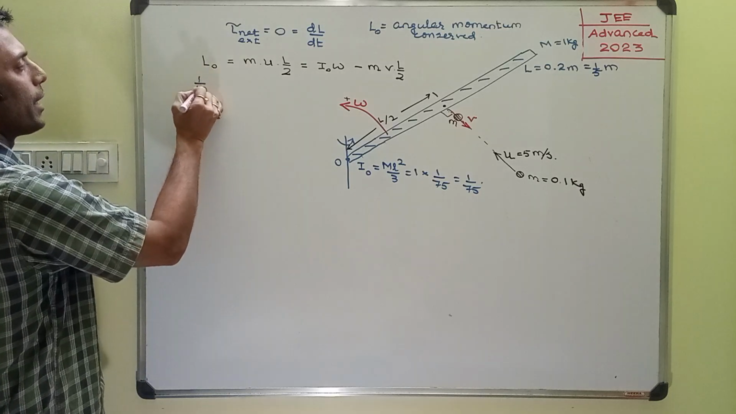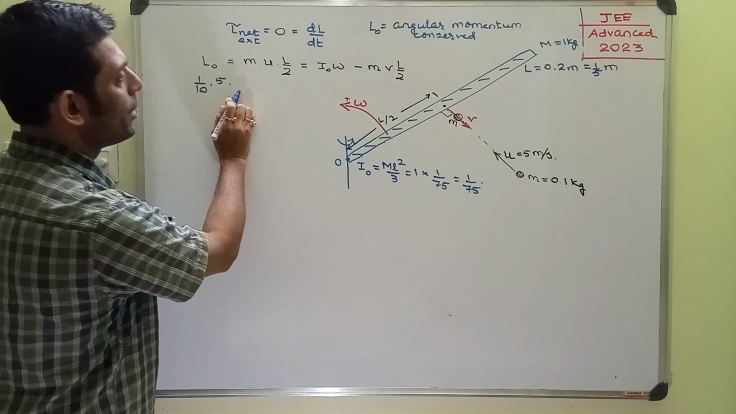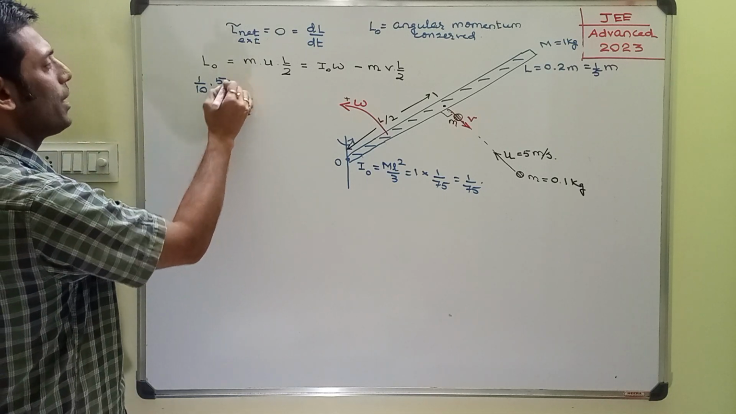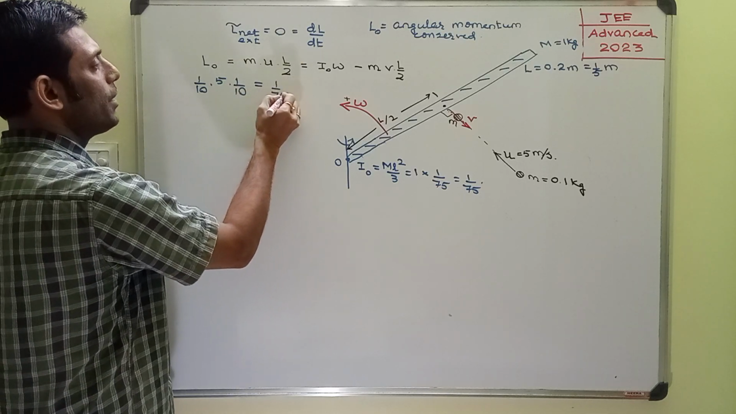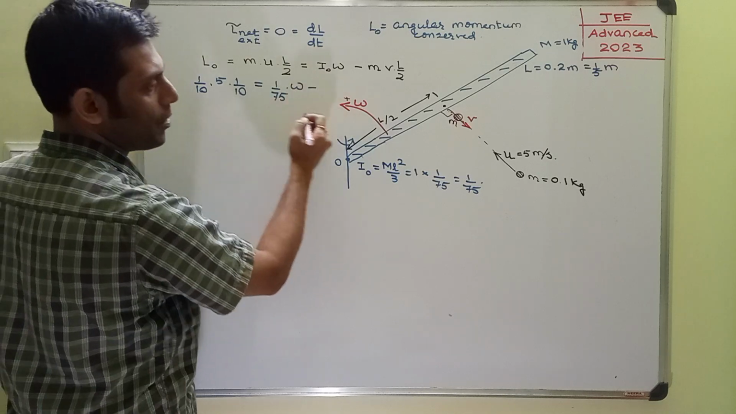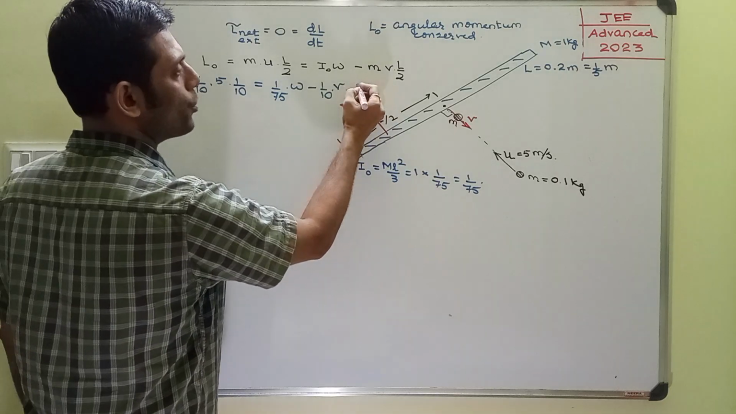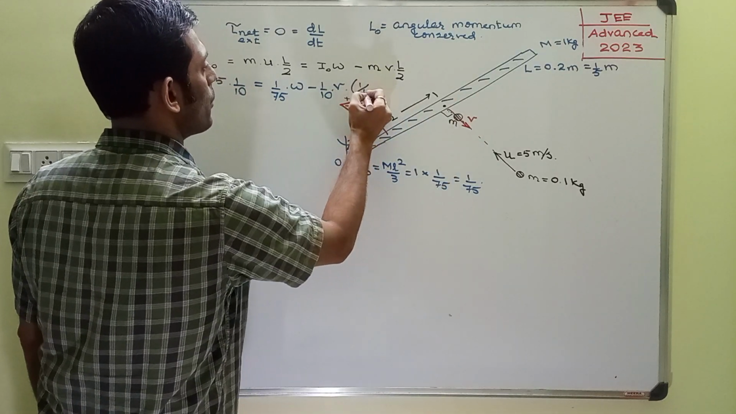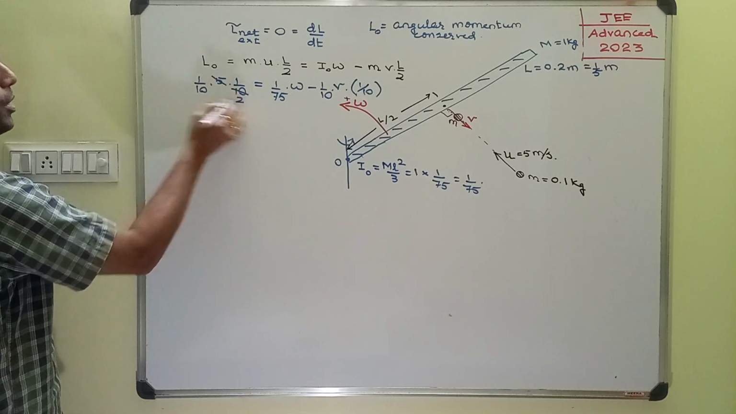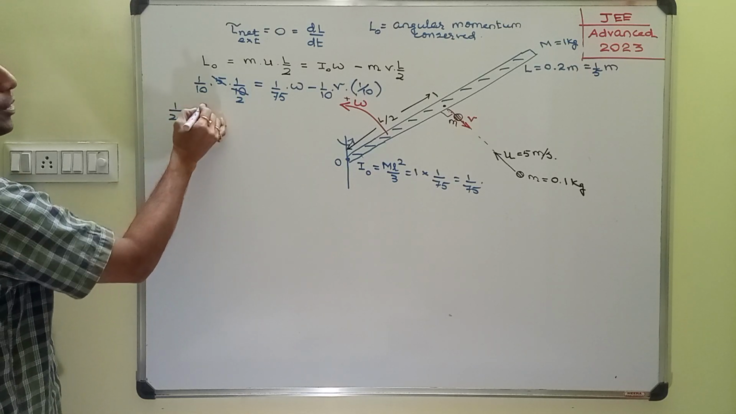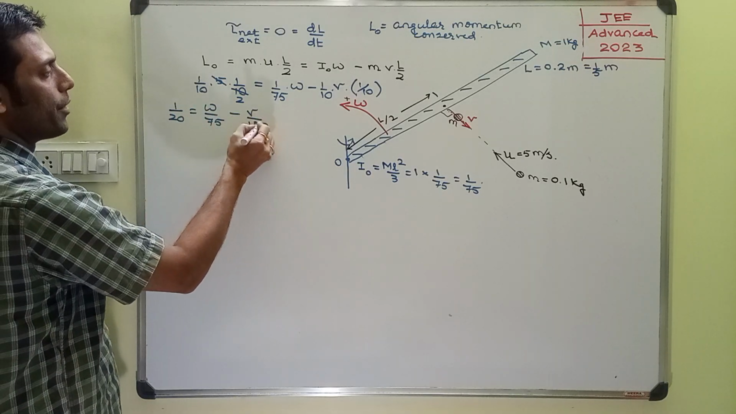Small m is 1 by 10, u is 5, and L, the length of the rod, is 0.2, that is 1 by 5, that means this is another 1 by 10. This is equal to I naught, 1 by 75, into omega, minus small mass 1 by 10 into V, which is unknown, into L by 2, which is 0.1, therefore another 1 by 10. So therefore this is effective. 5 goes and brings 2, so this is 1 by 20 equal to omega by 75 minus V by 100.